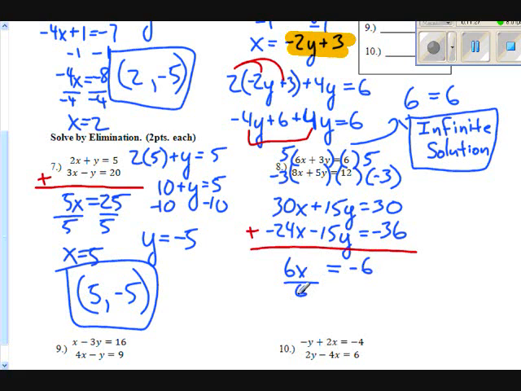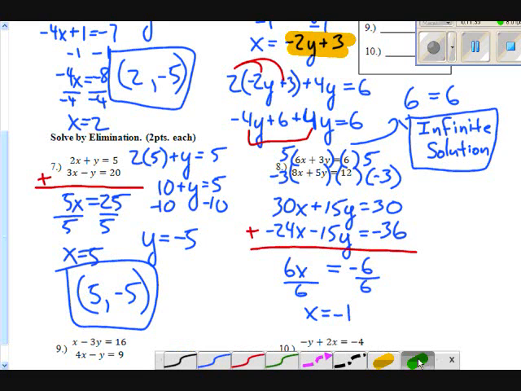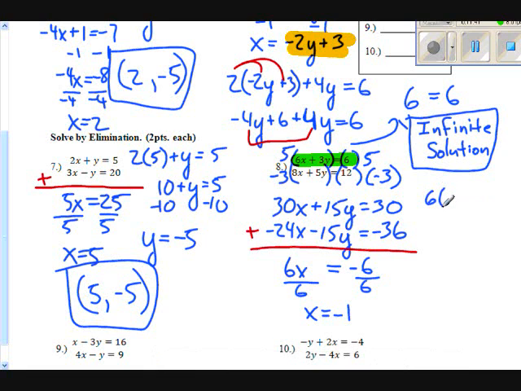Now I got to solve for x, divide each side by 6. I find out that x equals a negative 1. But again, I'm not done yet. I've got to take one of these equations. So I'll probably come up here and I'll take this first equation. I'm just going to plug everything into that. So let's see, that's going to be 6 times a negative 1 plus 3y equals 6. And now I've got to solve for y.